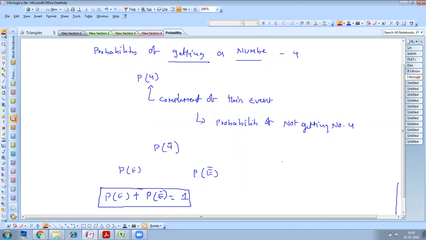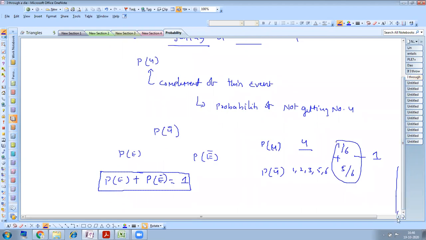For example, if I am saying the probability of getting number 4 is 1 by 6, then what is the probability of not getting 4? That means 1, 2, 3, 5, 6. It's a 5 by 6. So what is the addition of both the probabilities? This is the probability of getting 4 and this is the probability of not getting 4. If I'm adding both the probabilities, I will get 1 only.